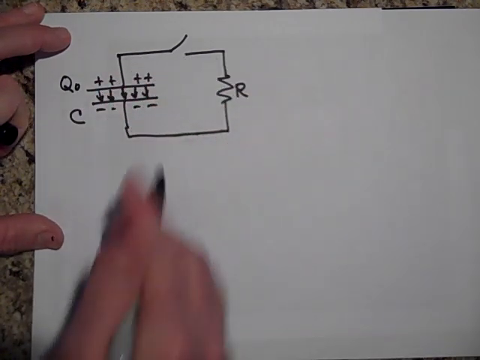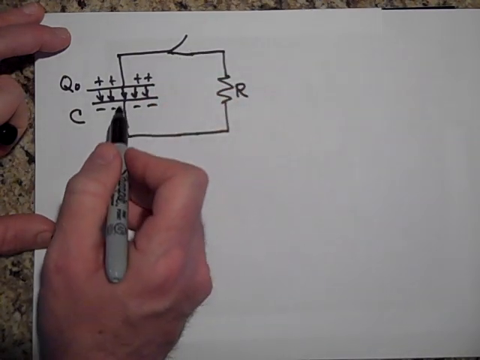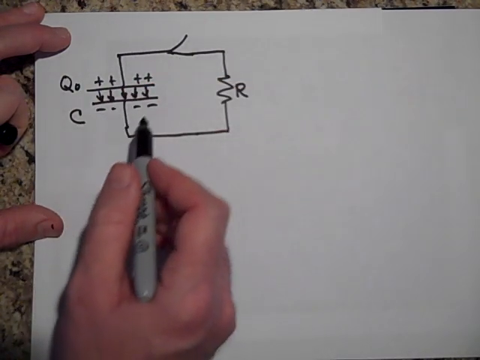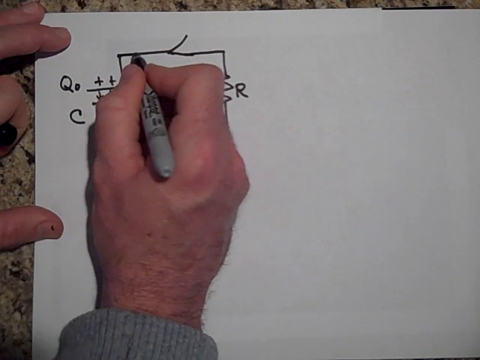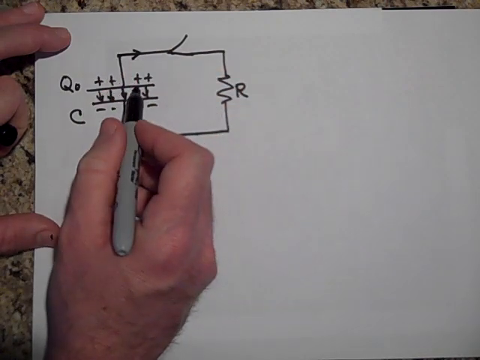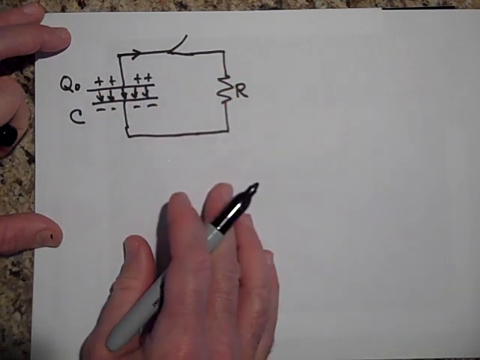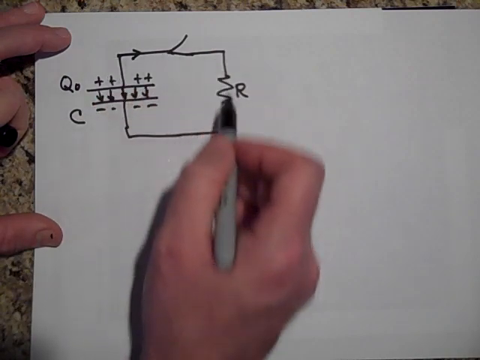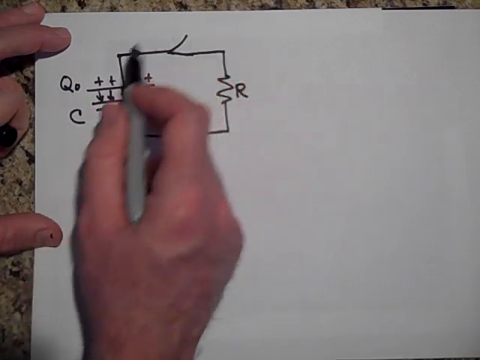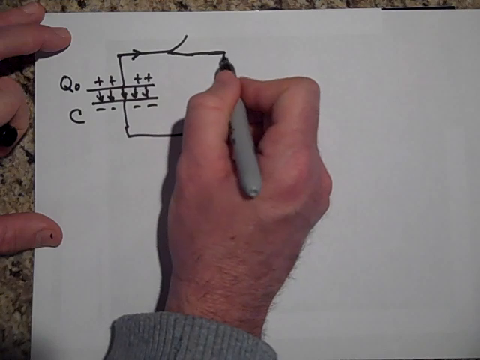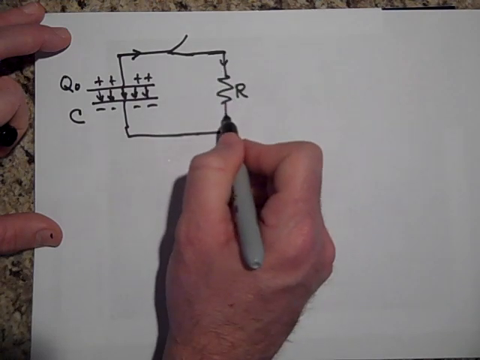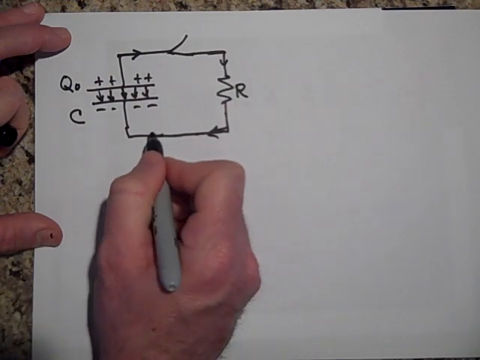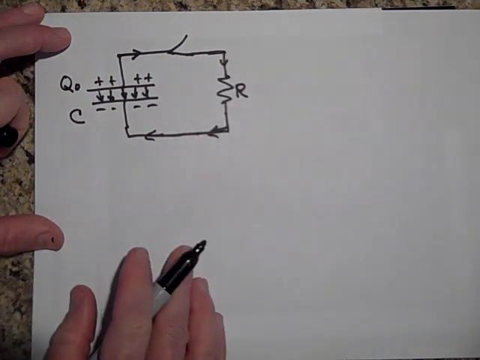Okay. Now when I close this switch, then the charge is going to swoop around. We've been calling charge the flow of positive charge. That's called conventional current, the flow of positive charge, even though it's electrons that are going this way. So I'm going to say that the current goes this way.